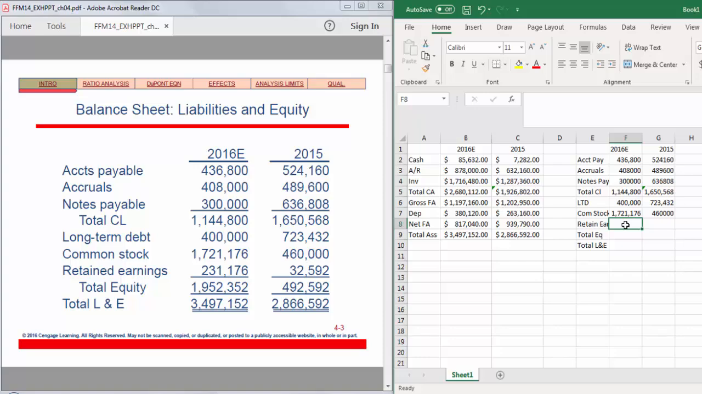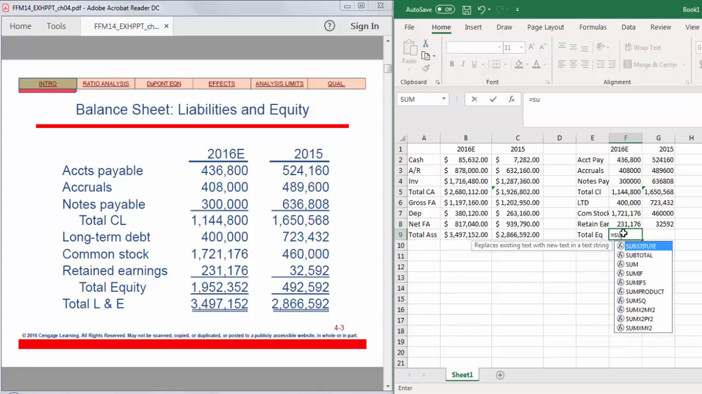And that money is being used now to retire some of the debt, which, as I discussed, there are two ways of raising capital funds. One is to get long-term debt, or bring in more partners, or issue more stocks. So 231,176. So the retained earnings is also projected to go up, which is a good thing.